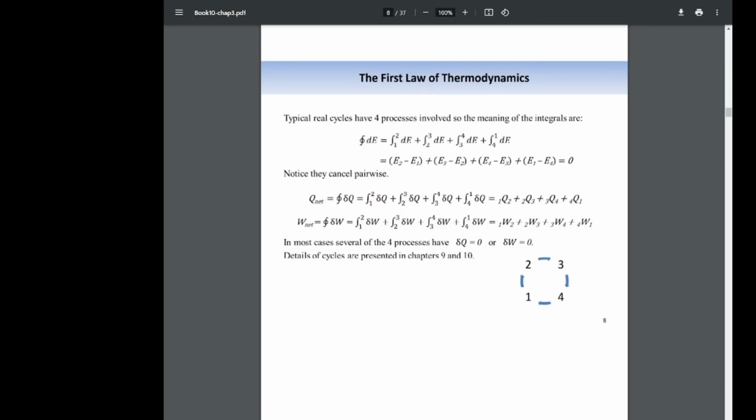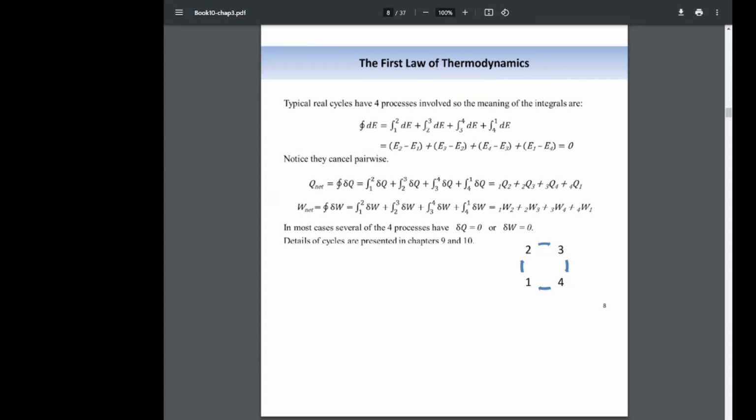So if we perform the integration over each of the processes, what we'll find is that we have some quantities. In this case, it's the difference between the first initial and the second, and the second state and the third state, third and fourth, and then from the fourth back to the first. If you notice, these will cancel pairwise, meaning here's E1, cancels out this one, E2 cancels this one, E3 and E4.